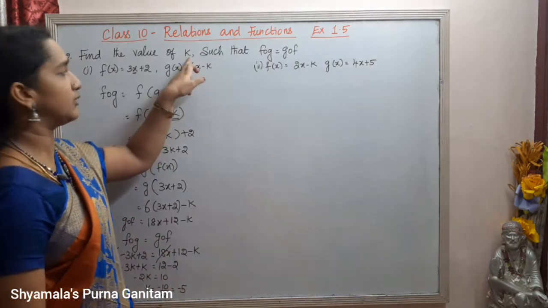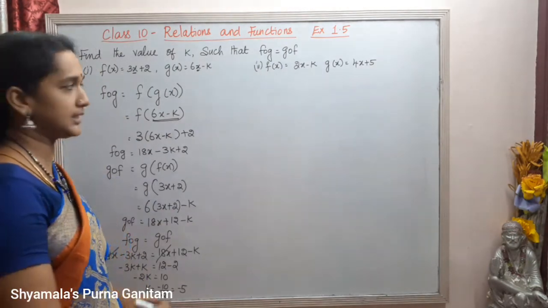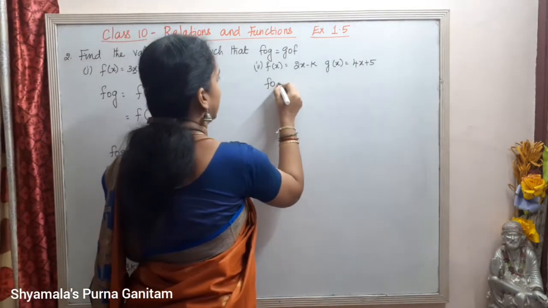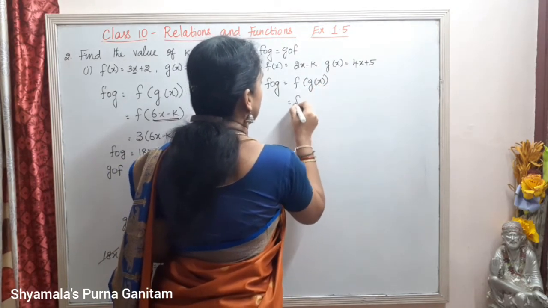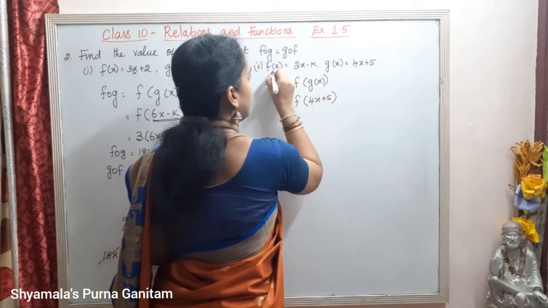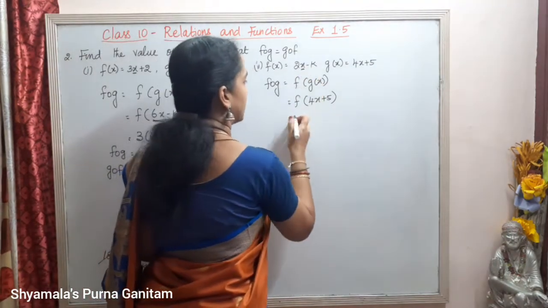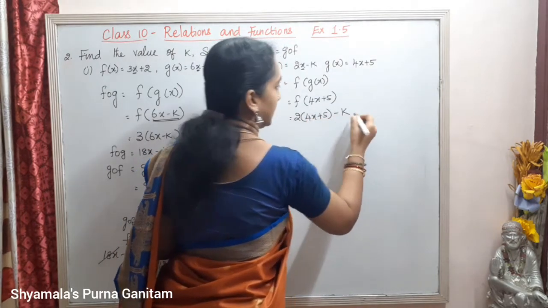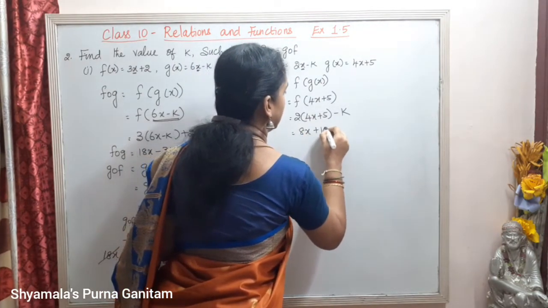So we are asked to find the value of k with the given conditions, and we got the value for k as minus 5. The same way the second sum also has to be done. So first we will find f of g, that is f of g of x. So g of x is given as 4x plus 5. If f of x is there, then it is 2x minus k. So instead of this x, we have to substitute 4x plus 5. So this one will be 2 fours are 8x plus 10 minus k.